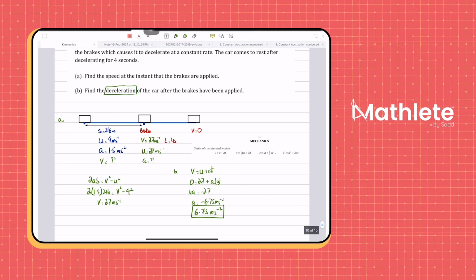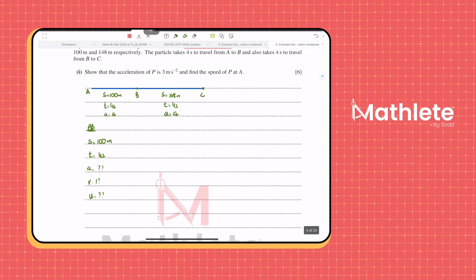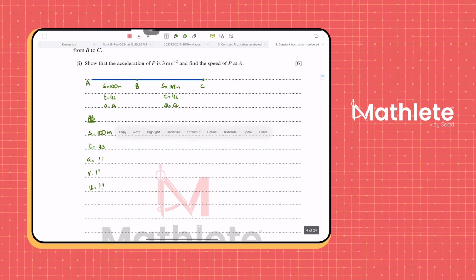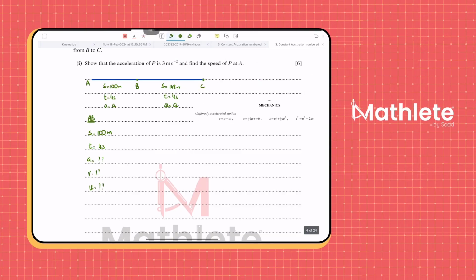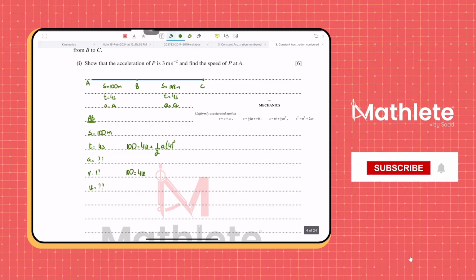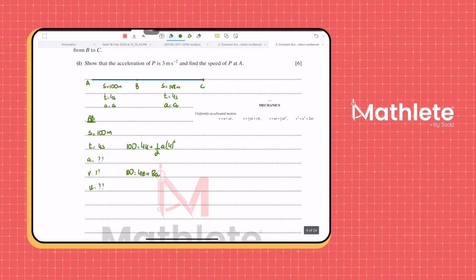Yeah, I can use the second formula. S is equal to ut plus half at square. Okay, so if I use S = ut + ½at², notice what happens. 100 equals 4u plus half into a into 4 squared. So 100 is equal to 4u plus, 4 squared is 16, 16 upon 2 is 8, so 8a. We're very close. It's gradually looking like a solvable question.